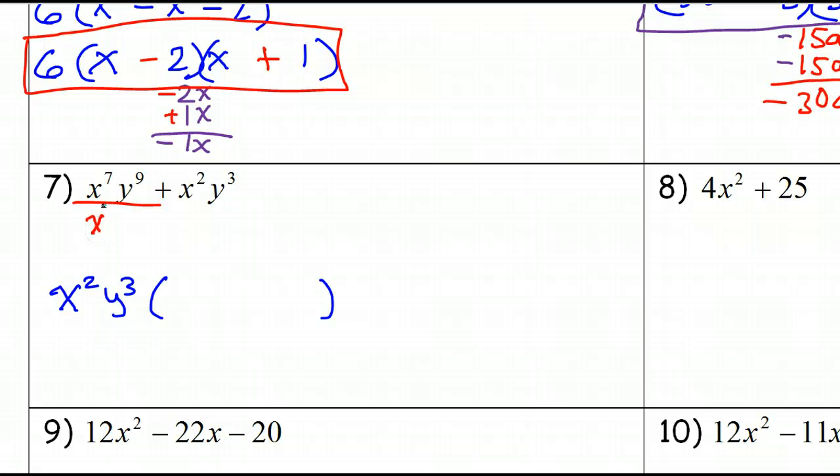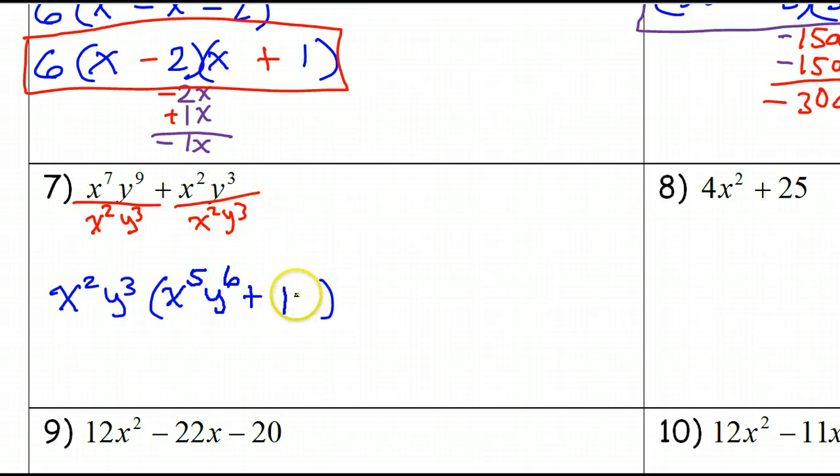So I will divide by my GCF of x squared y to the third. These two will cancel out 2 of the x's in the top, and so I will have x to the 5th power. These 3 will cancel out 3 of these, and that will leave y to the 6th power. Plus 1. Again, these all cancel out, but that makes 1. So that's it for number 7.